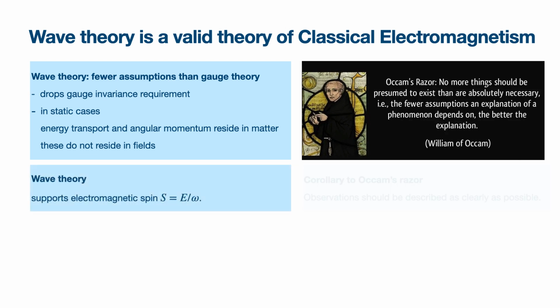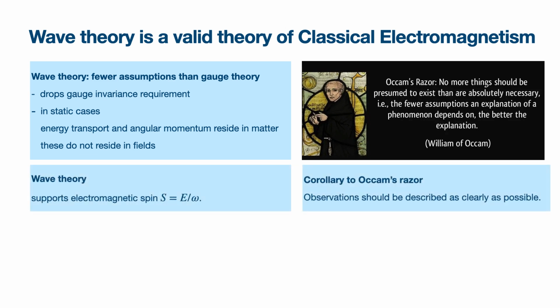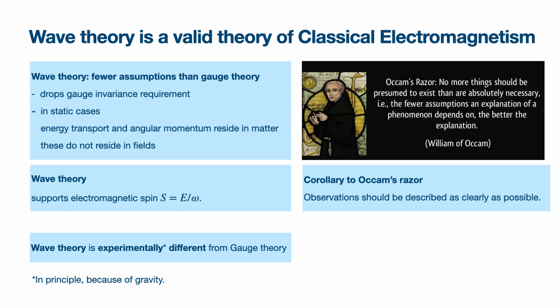An important feature of wave theory is that it supports the concept of electromagnetic spin. Thus, wave theory is a natural starting point for a theory of spin-carrying photons. A corollary to Occam's razor could be that things that are observed should be clearly described by the theory. Last but not least, wave theory is experimentally different from gauge theory due to its implications for gravitation. This is not diminished by the fact that such a validation is beyond foreseeable experimental means.